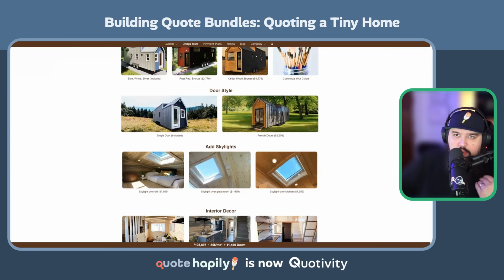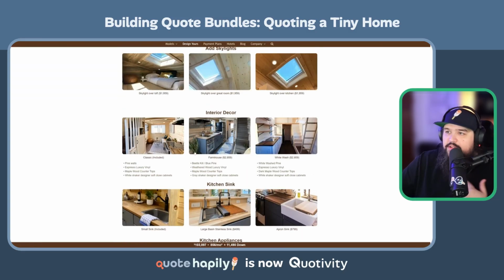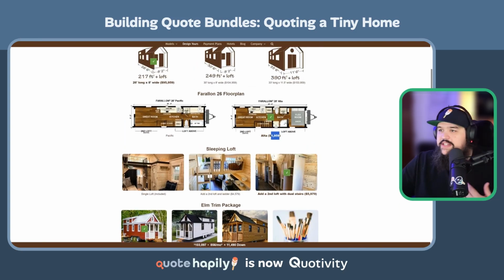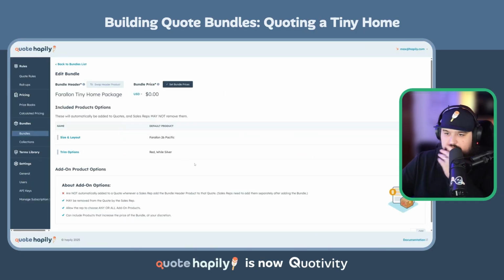Obviously, there's a whole bunch more, right? You could add as many as you needed to, right? We could have a whole thing for interior decor. We could add skylights. We could do all these different things, right? This is a really great example for bundles, okay?